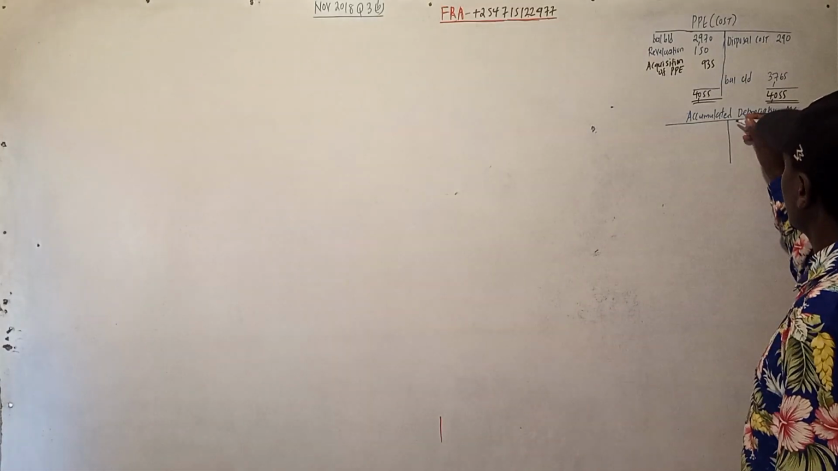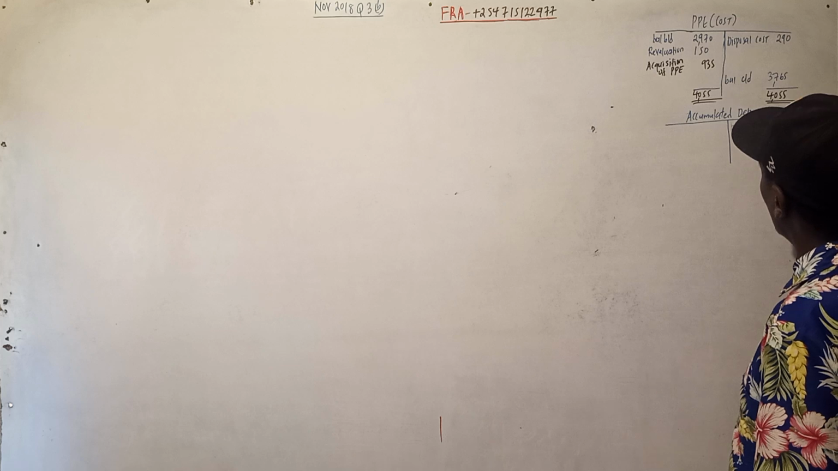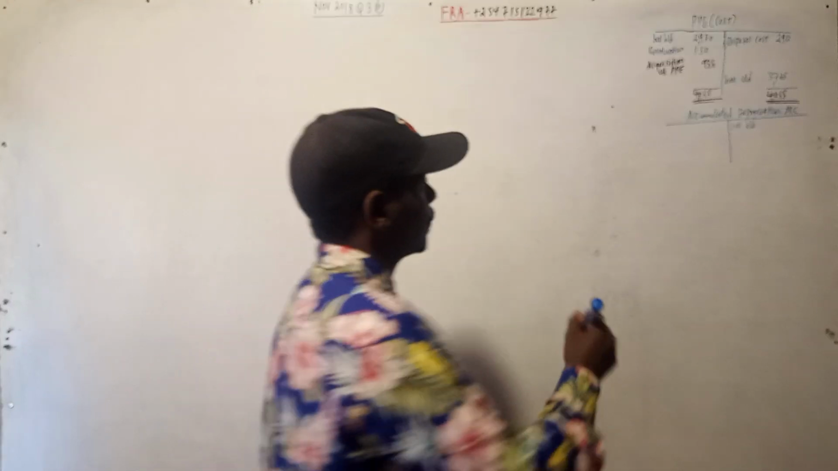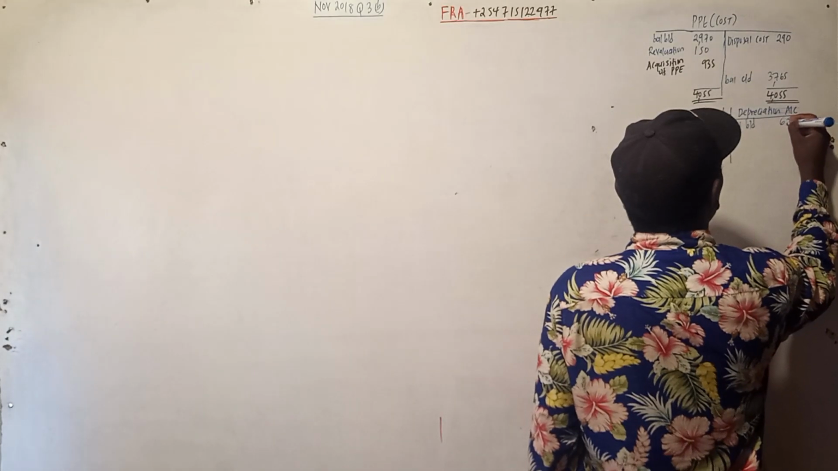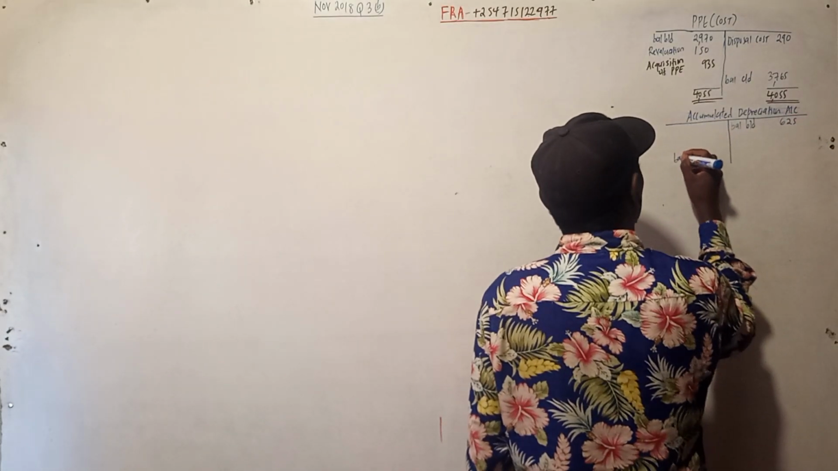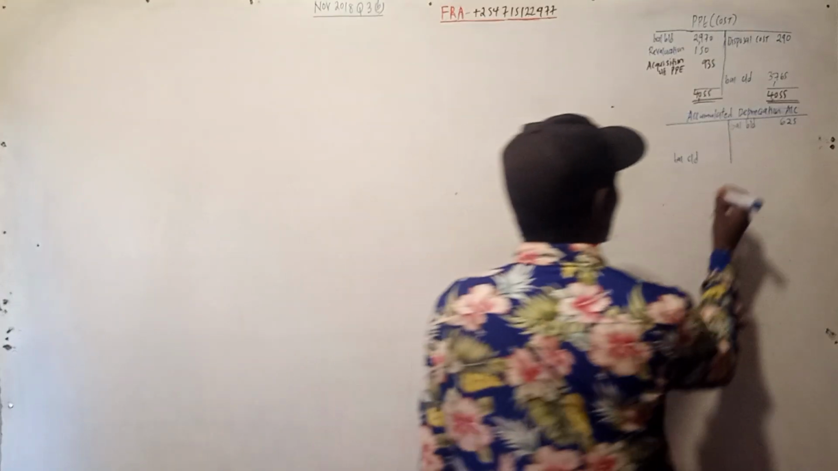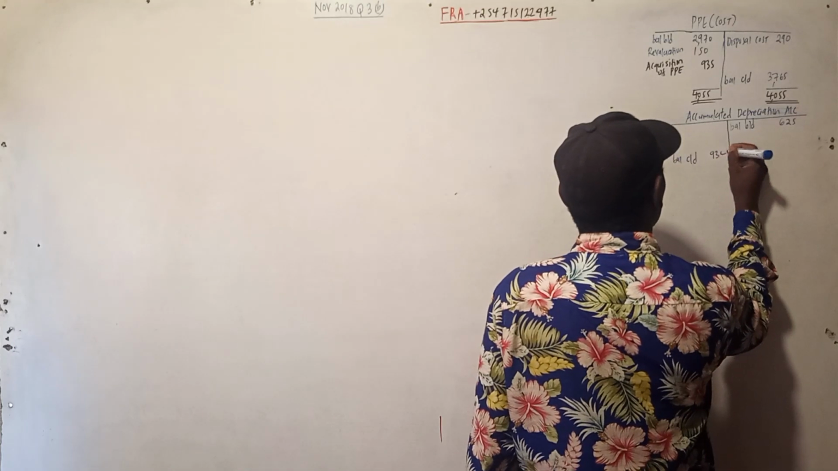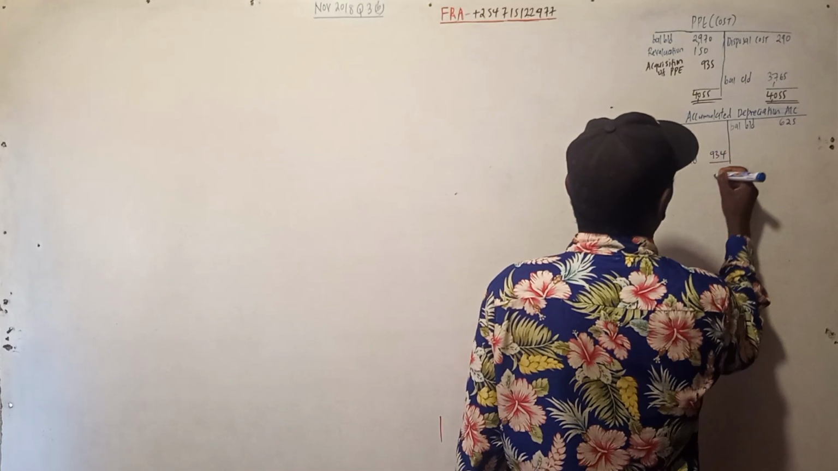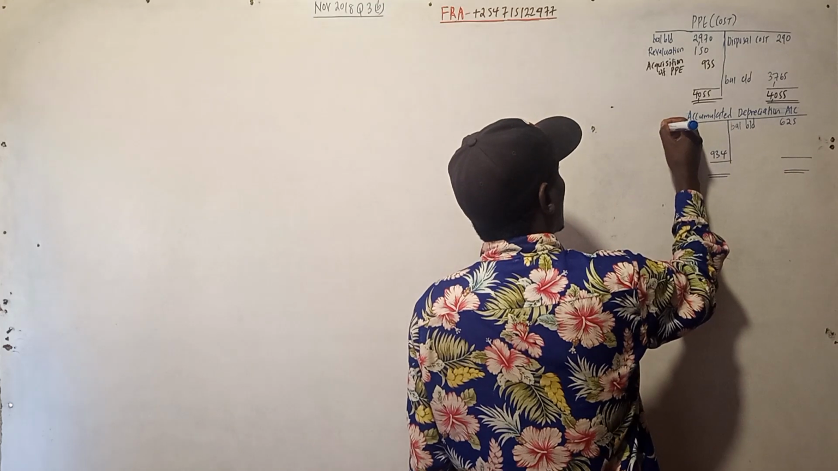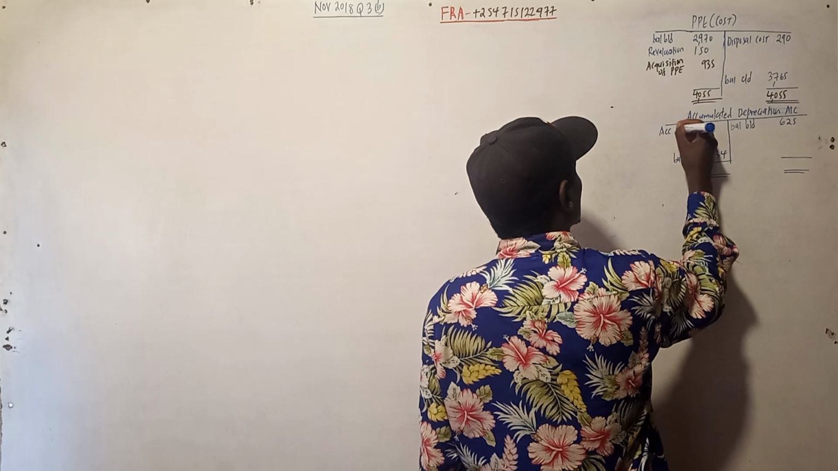So accumulated depreciation, the balance is on the debit side. Balance brought down. So the balance brought down at the beginning is 625. And balance carried down, balance at the end. That's the additional information number one still. 934. Now we balance this account. Now before we balance, we need to cater for accumulated depreciation for disposal.